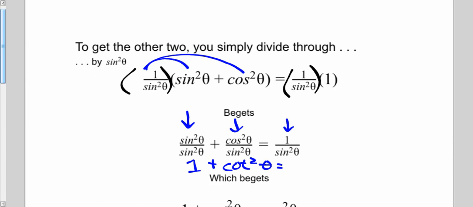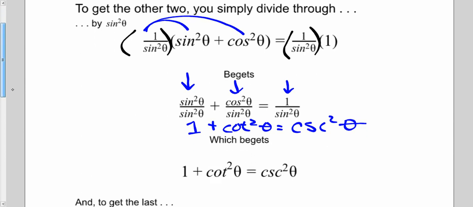That would be cosecant squared theta. That is your second trig identity, or your second Pythagorean trig identity. So let's write that one down. 1 plus cotangent squared theta equals cosecant squared theta.